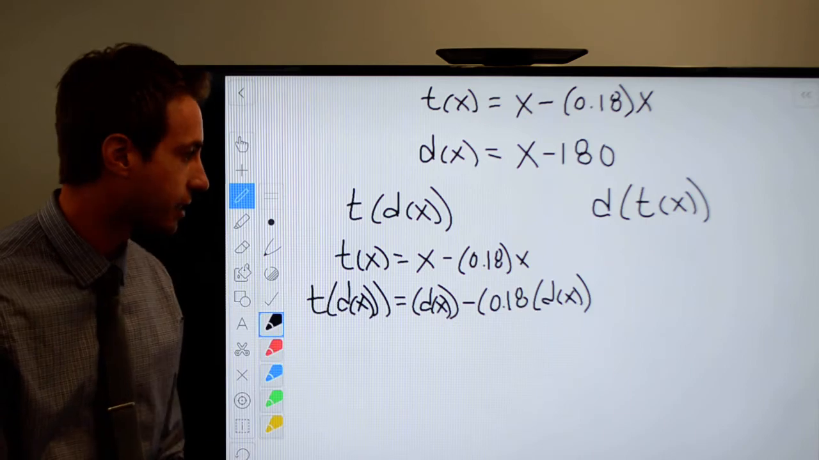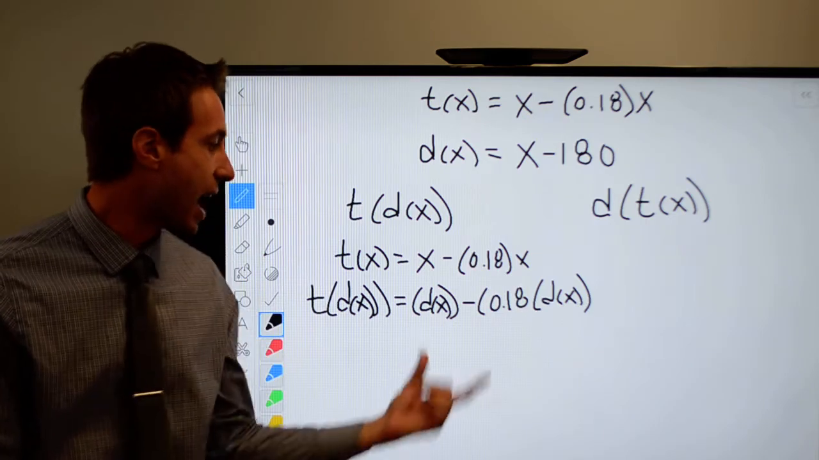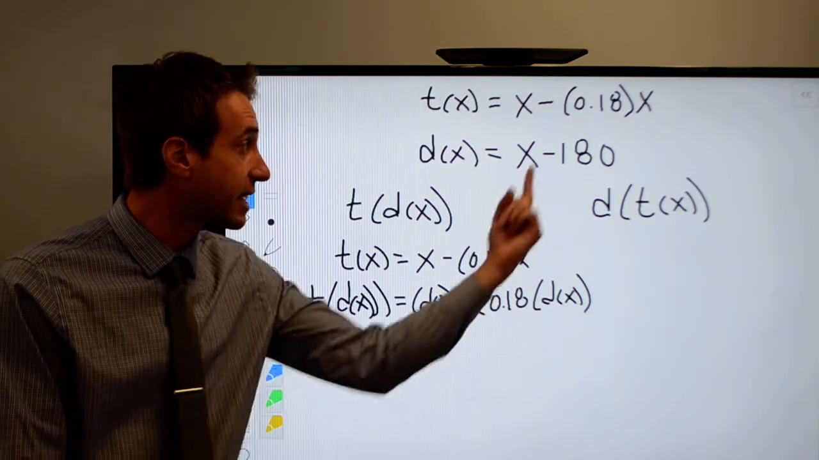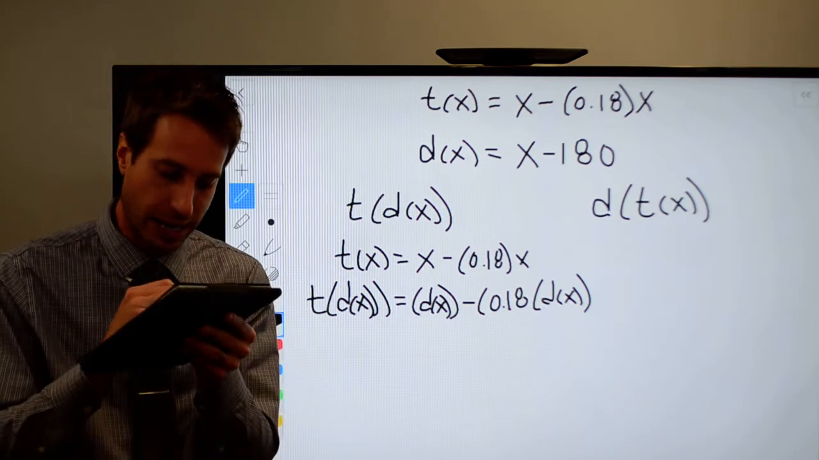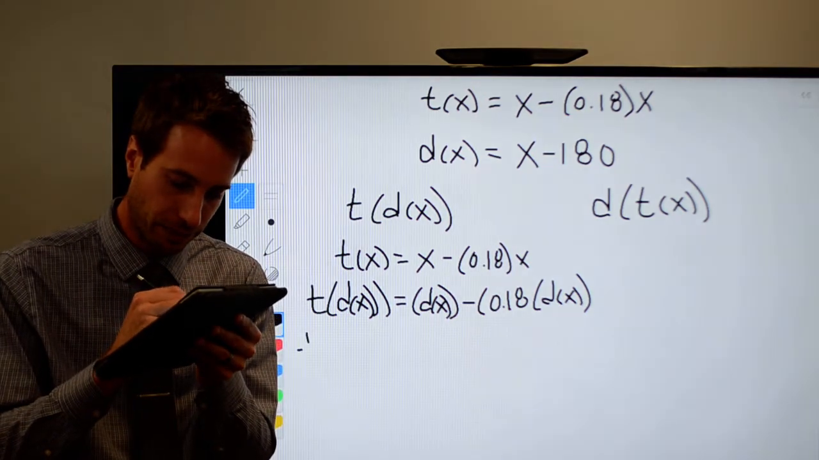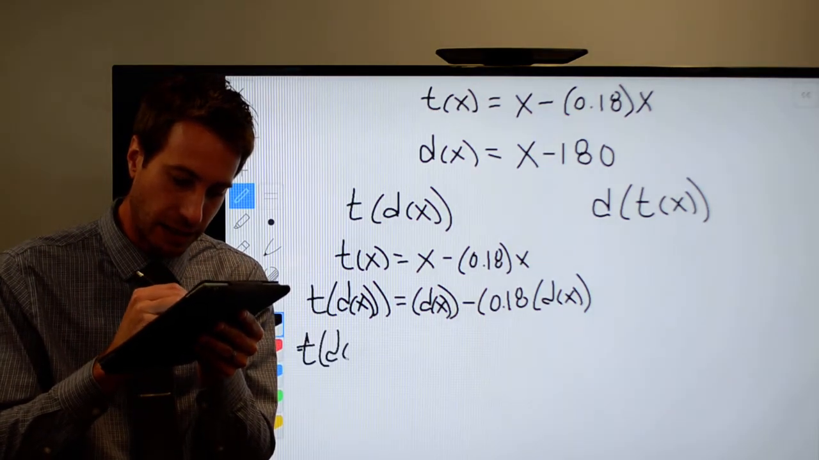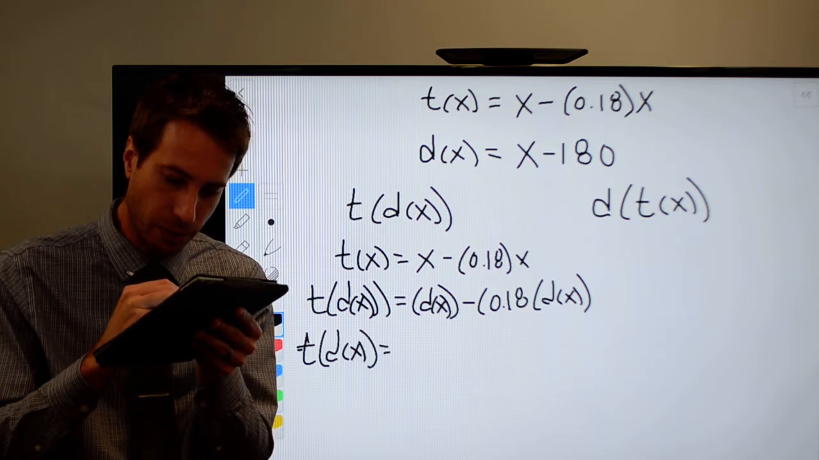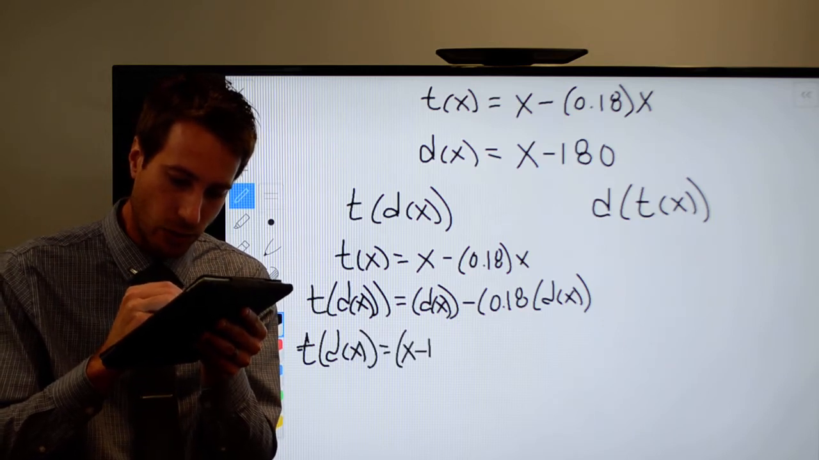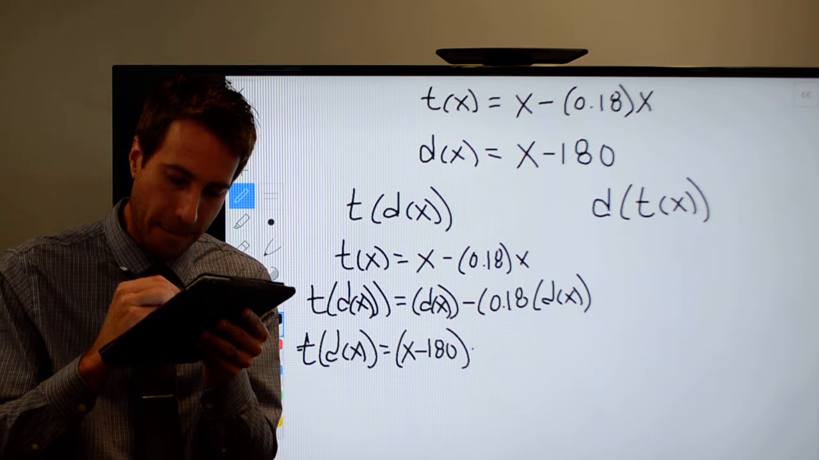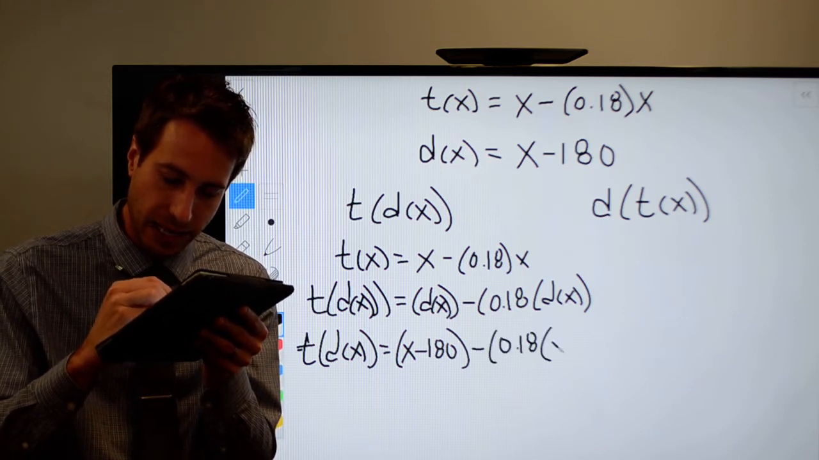So d of x. Okay, so now that I've set this up, I know what d of x is. It's x minus 180. So t of d of x is equal to x minus 180 minus 0.18 times x minus 180.